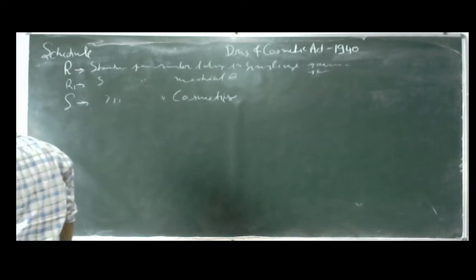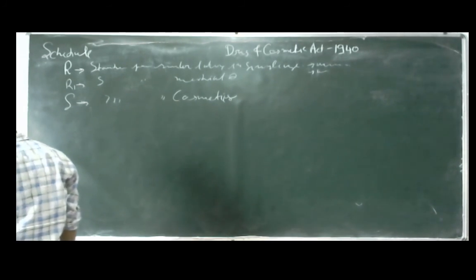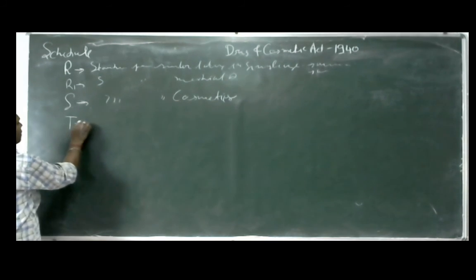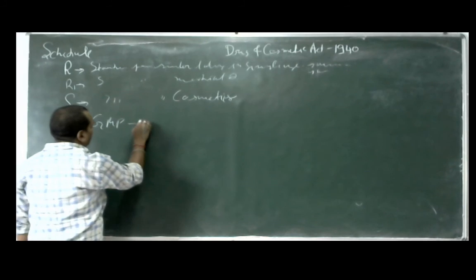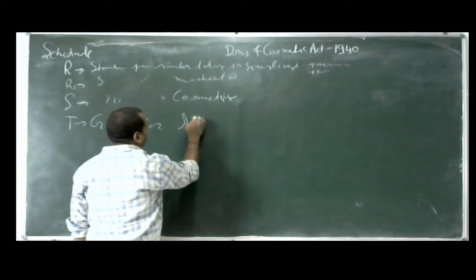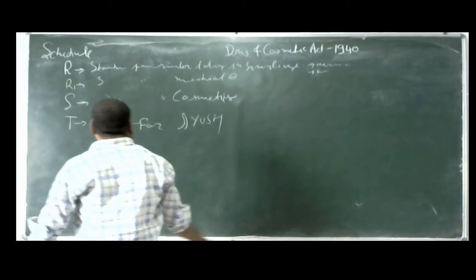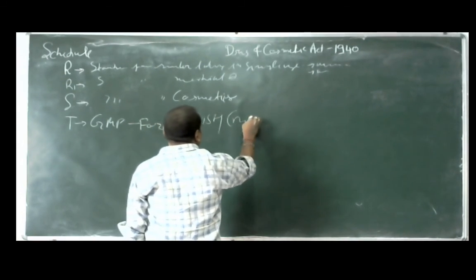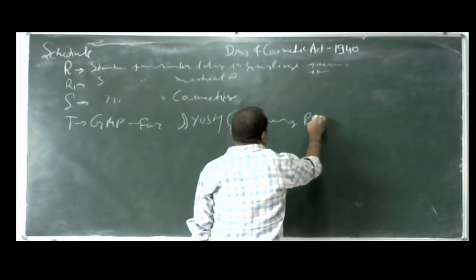Schedule T is GMP for Ayurvedic, Siddha and Unani medicines, in short form Ayush. Manufacturing procedure.